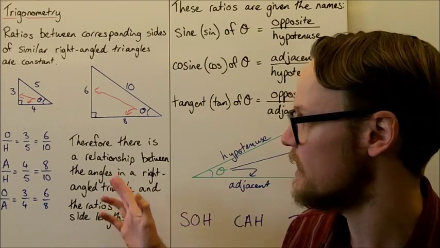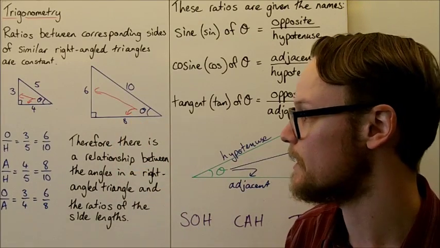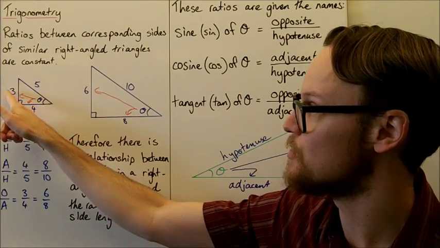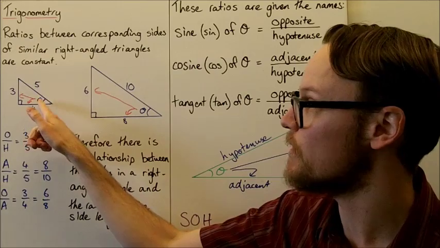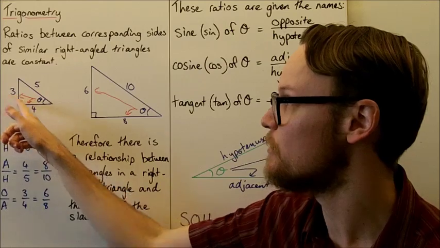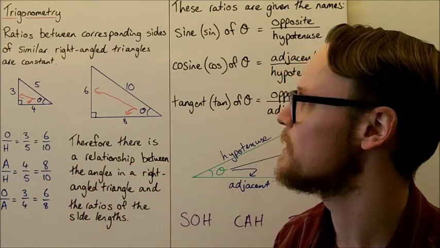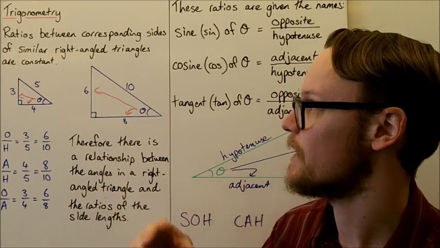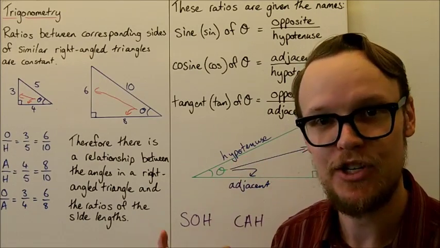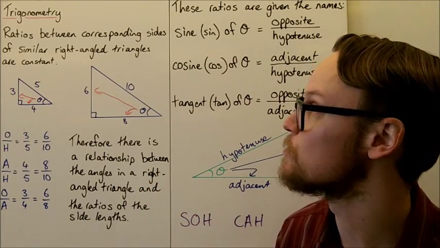So we can therefore say that there is a relationship between the angles in a right angle triangle, so the angle that we've got here, and the ratios of those side lengths, because we know that that angle relates to the ratio here. If we keep that angle constant, the ratio between the opposite side to the adjacent side will always be 3 over 4. It will always be that. So it means that we can use some special ratios and relationships now to determine different side lengths, and determine different angles as well.